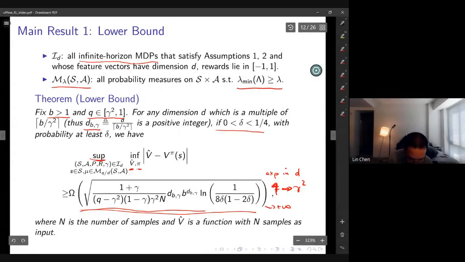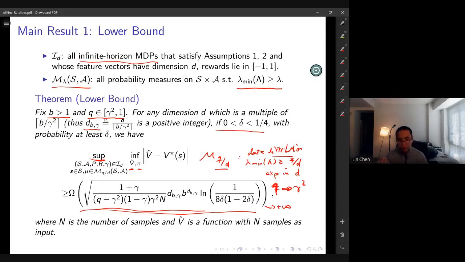Because in the supremum, it is taken over MQ over D. That MQ over D is all the data distribution with lambda mean of lambda greater than Q over D. So if we allow the data distribution with the condition of the covariance matrix lower bounded by gamma squared over D, then the lower bound for the sample will go to infinity.